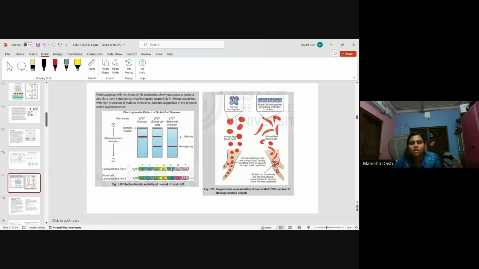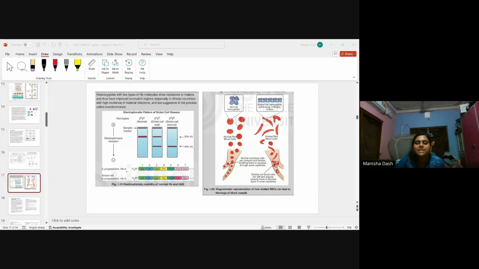So next, we can see the example of sickle cell disease. I hope everyone knows about sickle cell anemia. In sickle cell, if you see, this is the normal shape of the RBCs. That is oval shape.